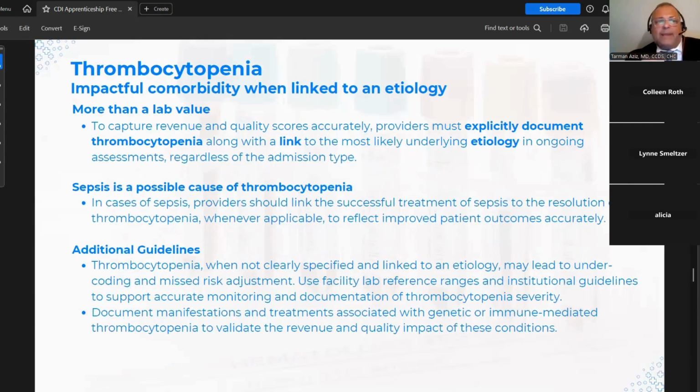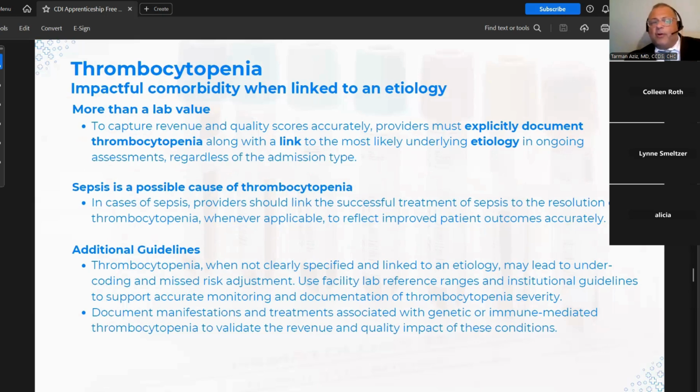With thrombocytopenia, we have a little bit more of a concern here. We want to know what is the etiology of the thrombocytopenia, because after all, thrombocytopenia is just a lab value in and of itself. Until you know why the platelet count is low, it's not of any particular value.